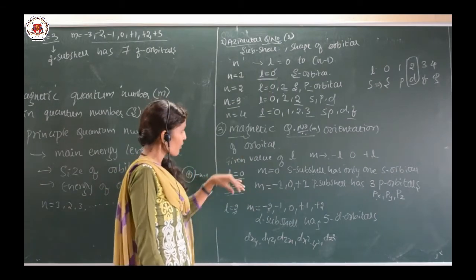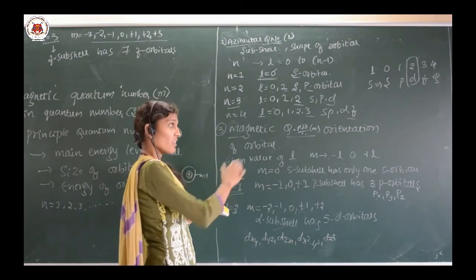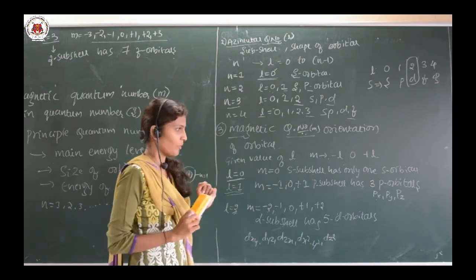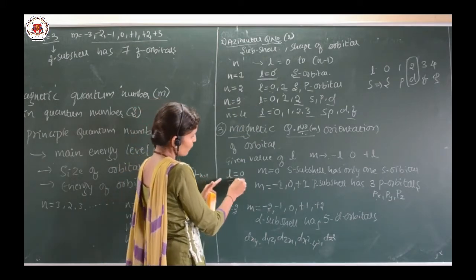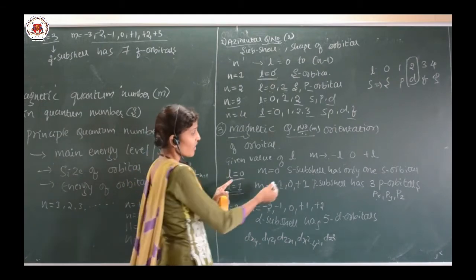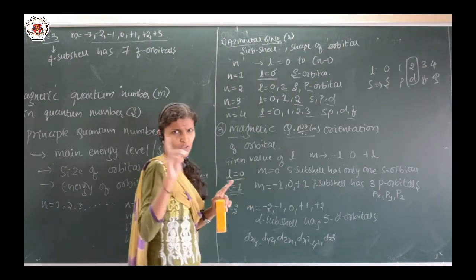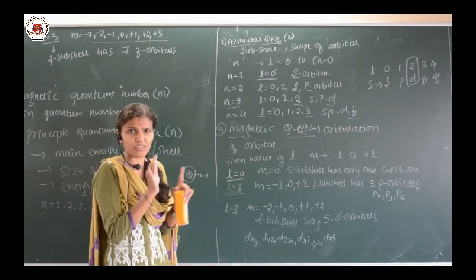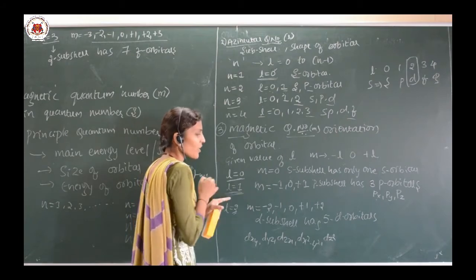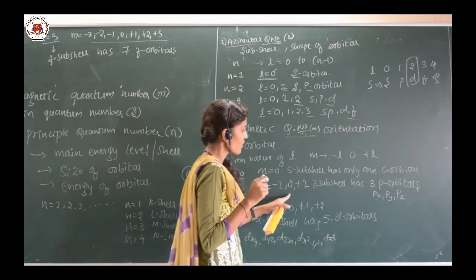So, when we go for the magnetic quantum number, that is m, it further depends upon the azimuthal quantum number l. How? If l is equal to 0, then m is equal to 0. It indicates what? The s subshell has only one s orbital, there are no further orbitals. If l is equal to 1, m can take the three values minus 1, 0, plus 1.